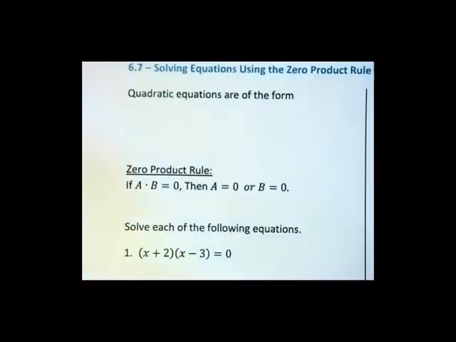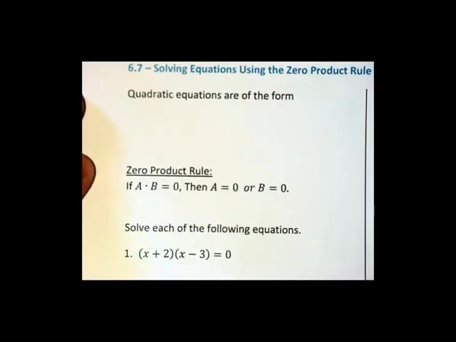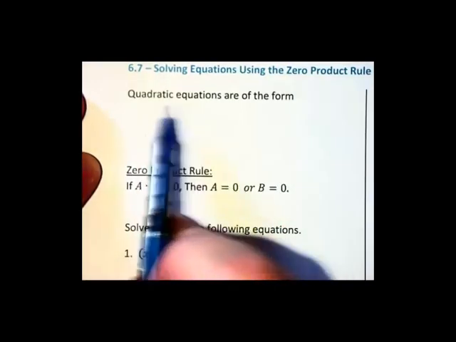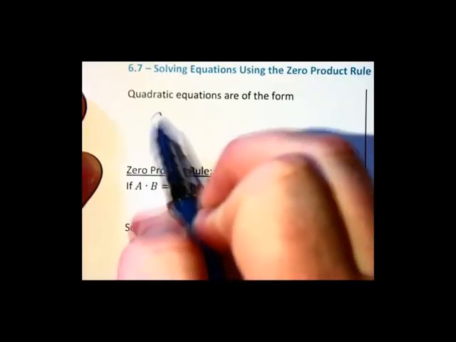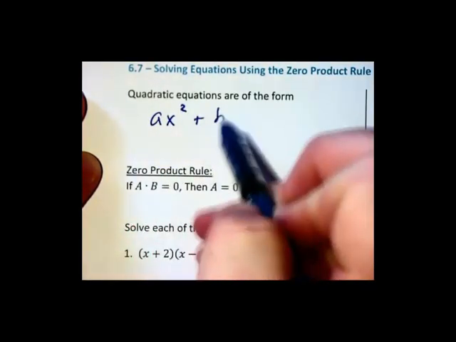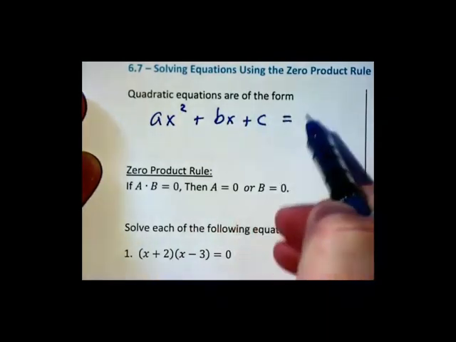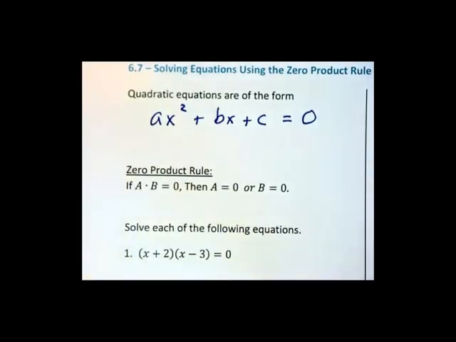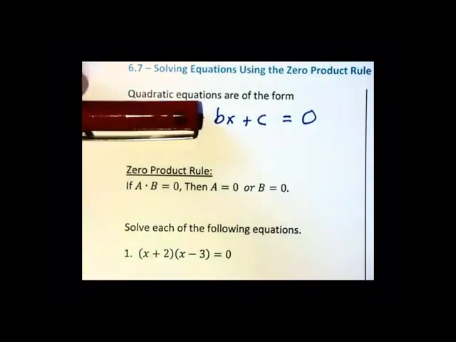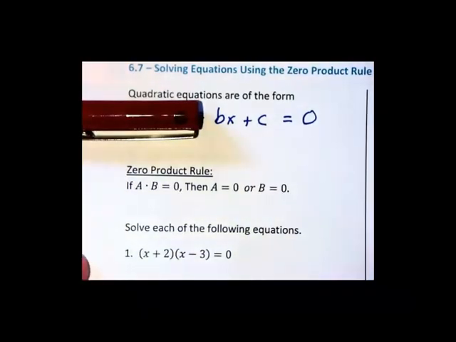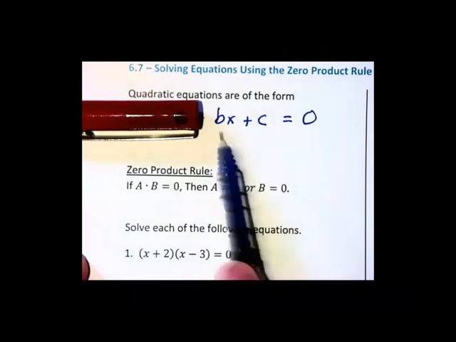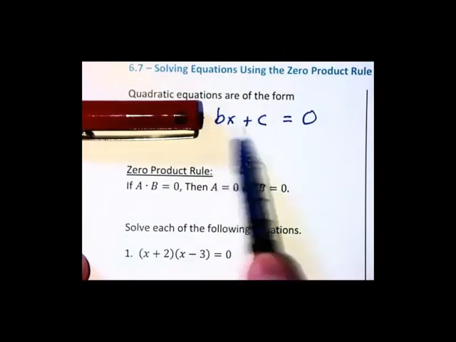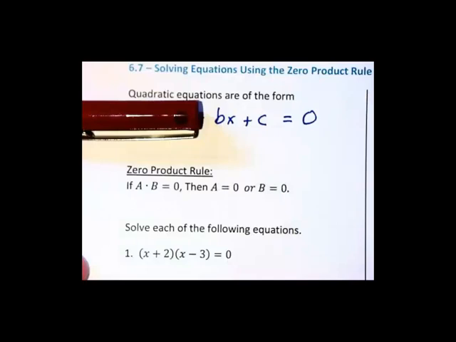Okay, we now turn our factoring skills into a useful skill to help us solve equations. And it helps us specifically for quadratic equations, which are of the form ax squared plus bx plus c equals 0. It's the x squared that makes this a quadratic equation. Before quadratic equations, we just had the bx plus c. We didn't have the ax squared term, and that was a linear equation. You might notice this looks like mx plus b, y equals mx plus b was your lines.